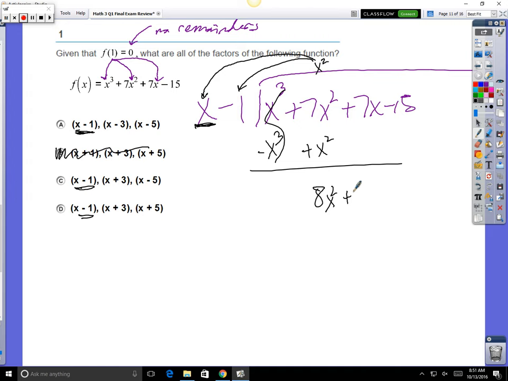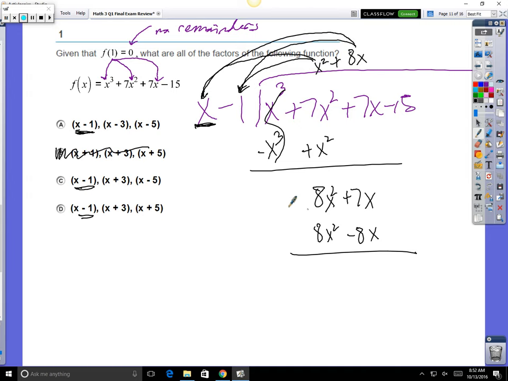Bring down the next piece, 7x. Okay, what can you times x by to turn it into 8x squared? And that is 8x. So if I times 8x by x, that is 8x squared. If I times 8x by a minus 1, that's a minus 8x. Now you've got to subtract them. Change that to a minus, change that to a plus. And that's 15x. Bring down a minus 15.